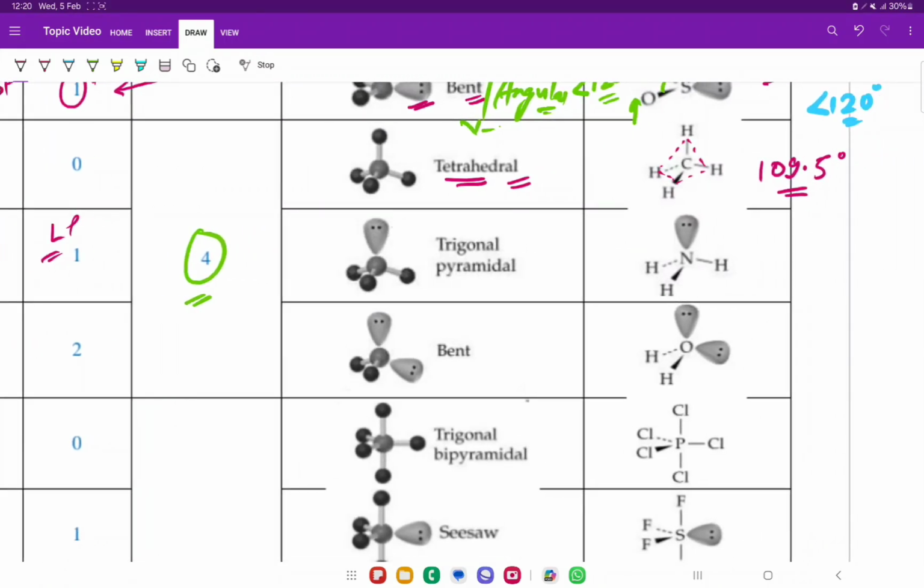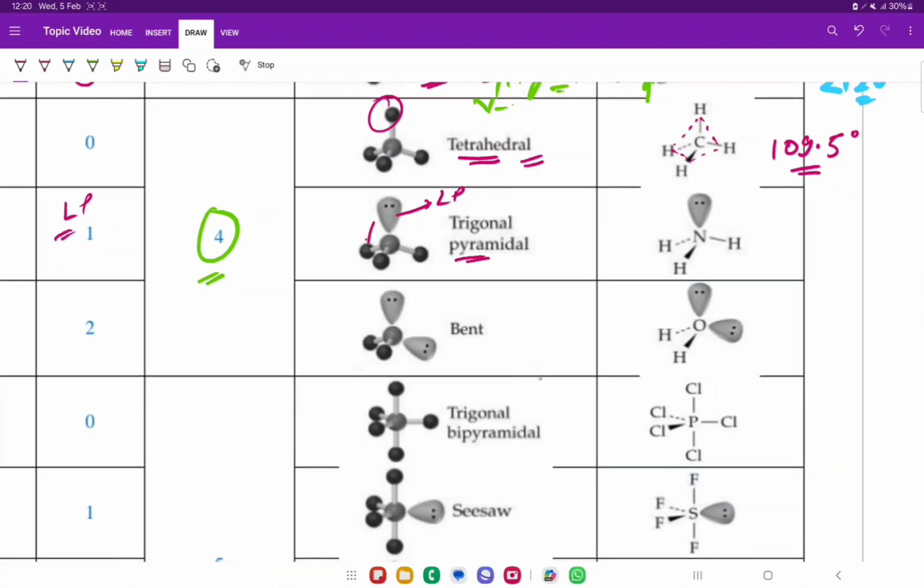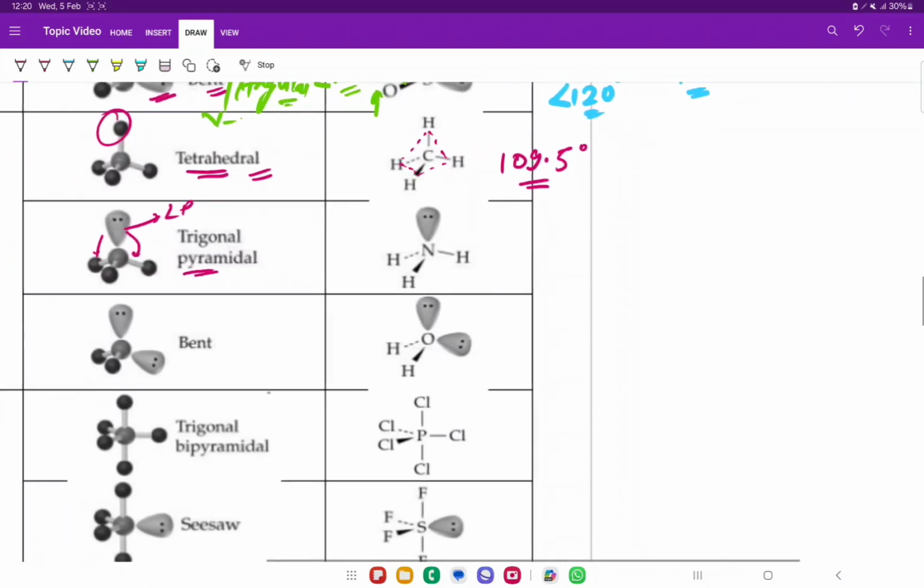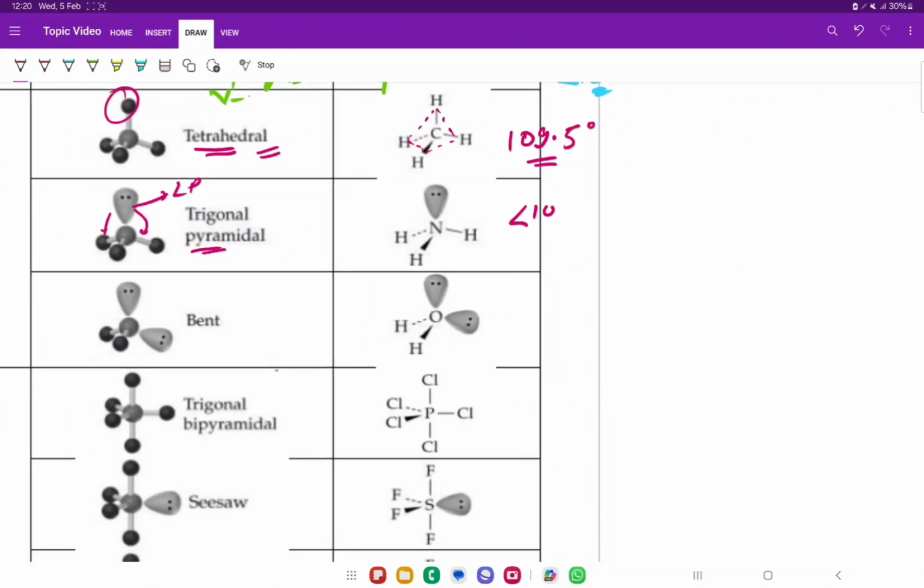Now one of these has converted to a lone pair, so this is my lone pair, and these three are bond pairs. The shape changes to trigonal pyramidal. Due to repulsion, these bonds will come closer. The lone pair will repel these bond pairs and the bonds will come closer. Therefore, the bond angles will decrease from 109.5.